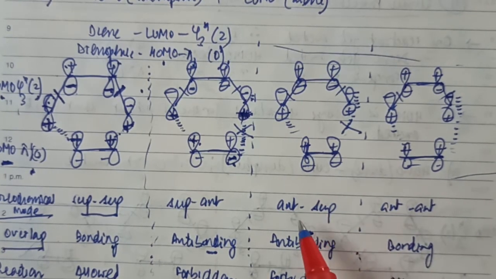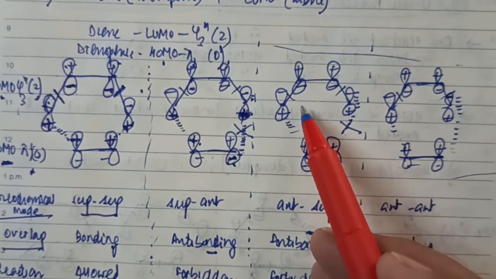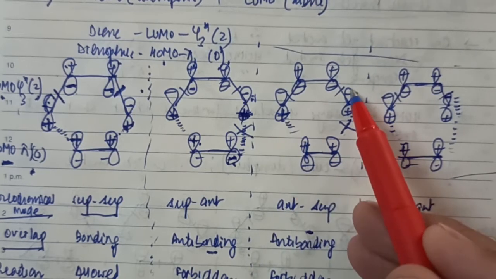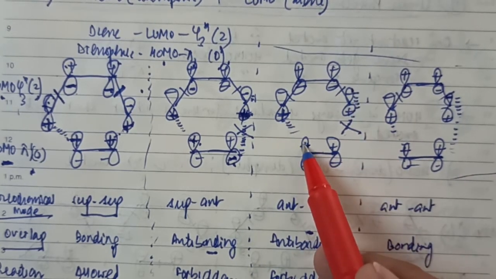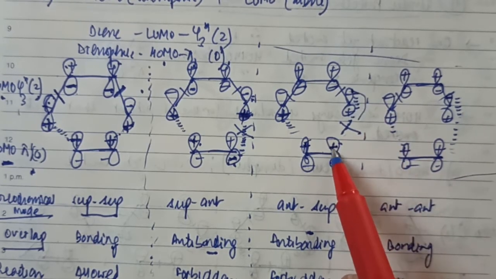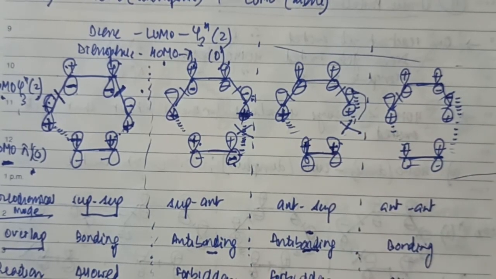The same result will be for antara-supra. Antara-facial on diene means opposite faces are adding. Suprafacial on dienophile means same faces are adding. Positive interacts with positive, negative interacts with positive. Here is an anti-bonding interaction. Process is forbidden.